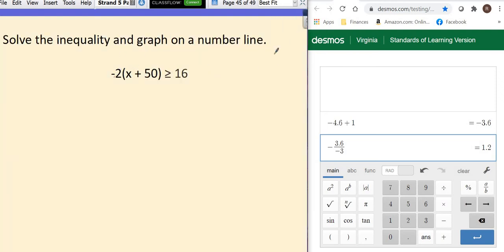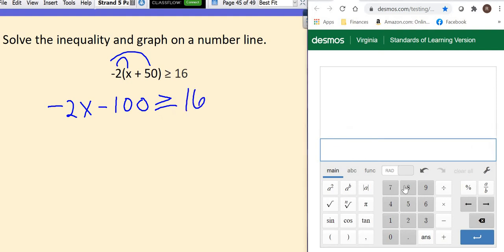All right, here I've got parentheses, and it wants me to solve it and graph it on a number line, which makes it a lot easier to actually find solutions. So let's start by distributing. Negative 2 times x is negative 2x. Negative 2 times positive 50 is negative 100. Please use your calculator for all of your math, just because you don't want to make a simple mistake cost you points on an SOL. So I'm even going to put it in here just to make sure that I'm doing this right. Negative 100, yes.